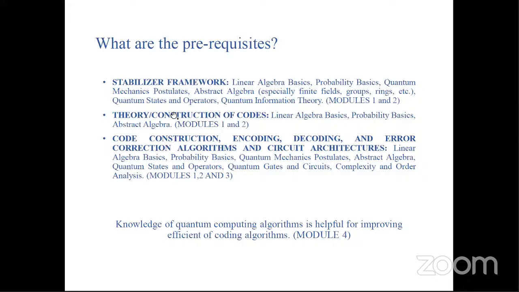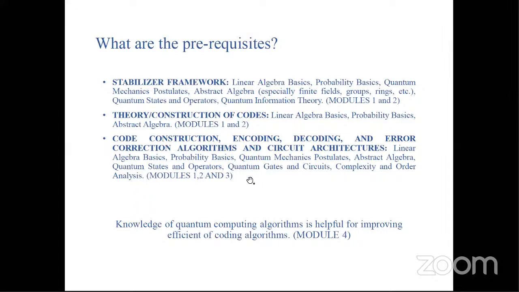And we need quantum information theory. Next is constructing the entire theory and the code properties of these codes, which need linear algebra basics. We also need probability basics here, and abstract algebra. These two things need modules 1 and 2 of the course. And the third is about the code construction algorithm, the encoding and decoding, and the error correction algorithms, and also the circuit architectures, about how we can go about building these using all the quantum technologies which various physicists are working on. So we need linear algebra for that, probability, quantum mechanics postulates again, abstract algebra, quantum states and operators.